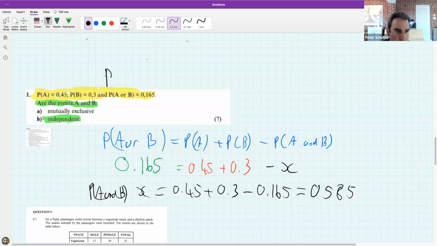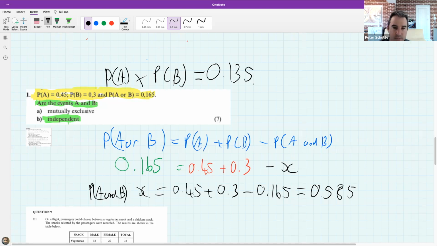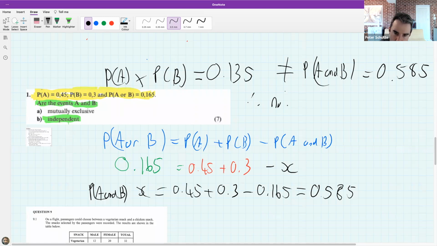Well, let's go. Probability A times probability B is going to be equal to 0.45 times 0.3, which is 0.135 is what I get. And the probability of A and B, we already worked out, it was 0.585. And so they are not equal. So therefore they are not independent.